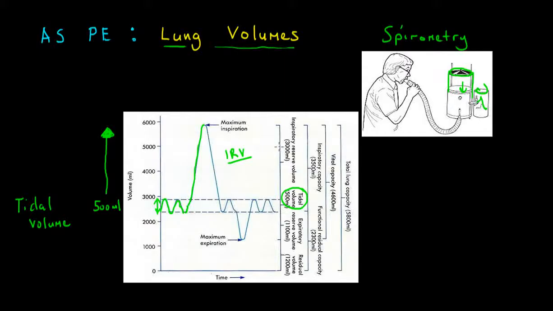So that big in-breath is around about 3.5 litres. Equally, if I do a forced out breath from here, if I breathe out as much air as I possibly can, and we just do a normal breath there, it comes down here. We use up our expiratory reserve volume.